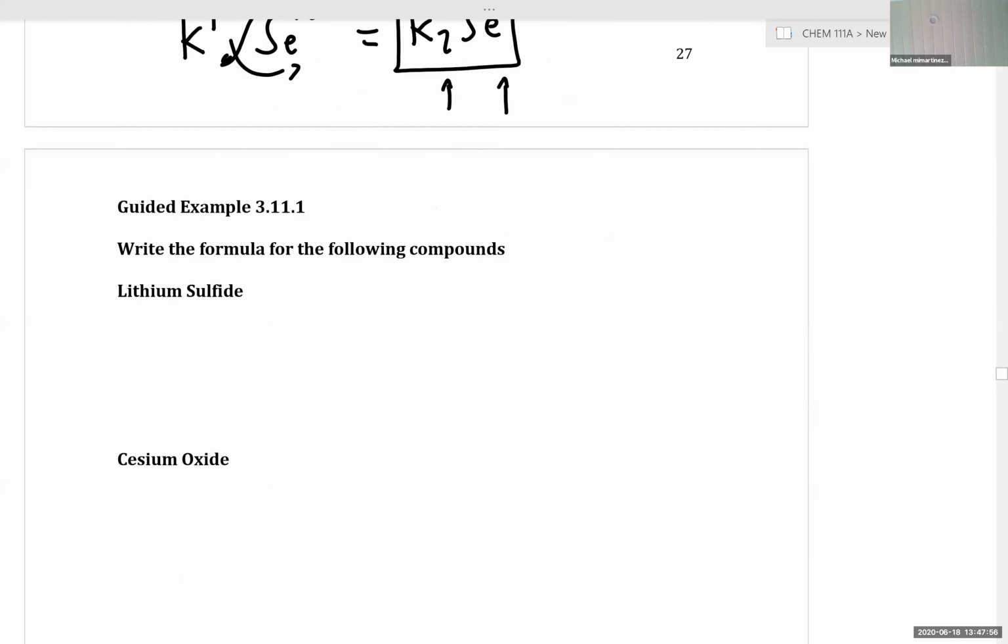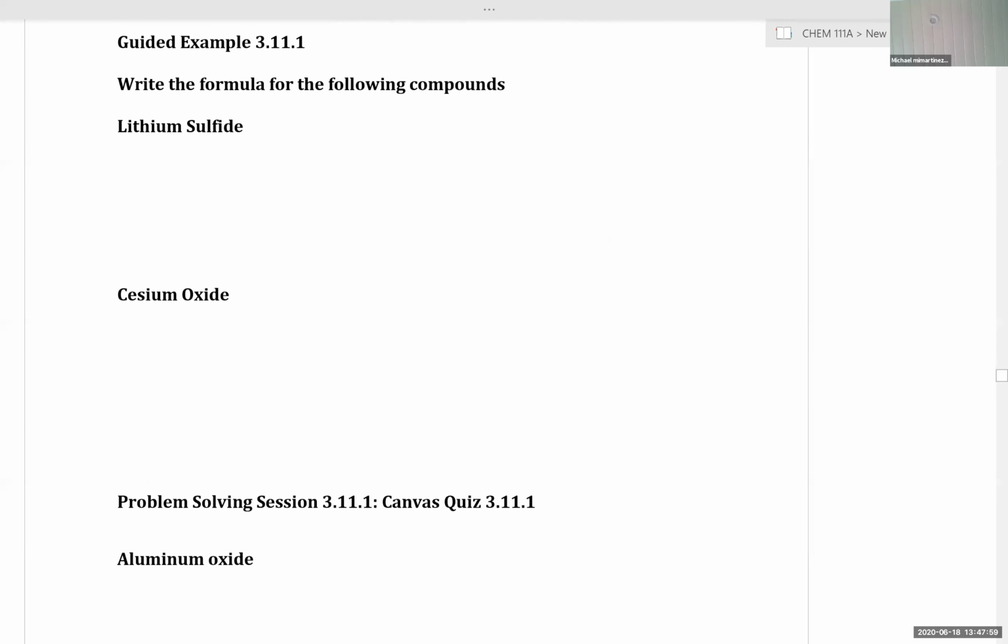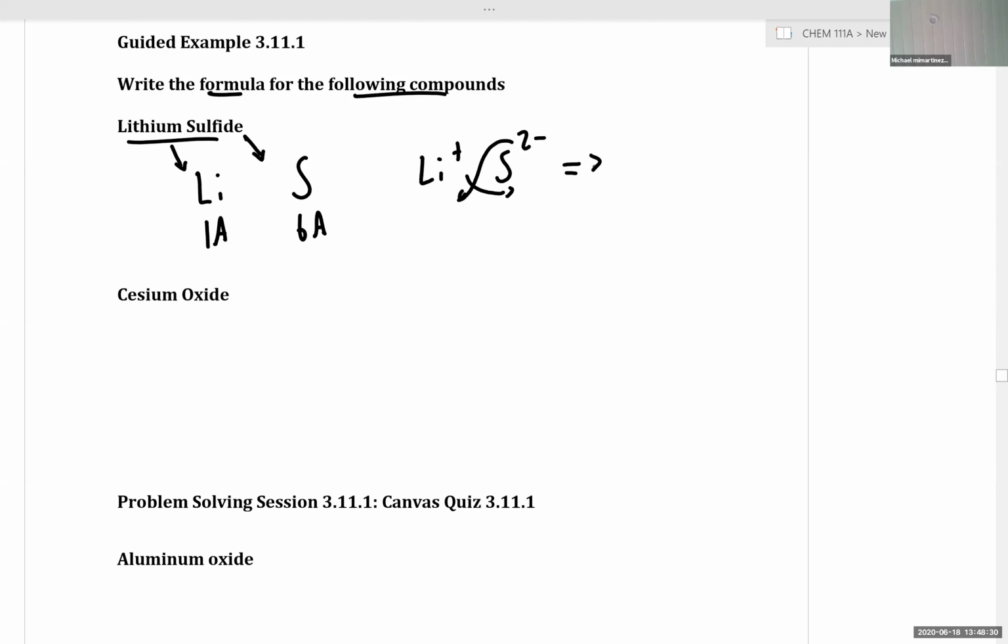So let's work on a few more examples. I'll do the first two. Let's write the formula for the following compounds. For lithium sulfide, lithium we get from just the name of our metal. Sulfide is derived from sulfur. Lithium is a 1A element and sulfur is a 6A element. So we would expect lithium to adopt a +1 charge and sulfur a 2- charge. We then cross our charges and that in turn gives us lithium sulfide.